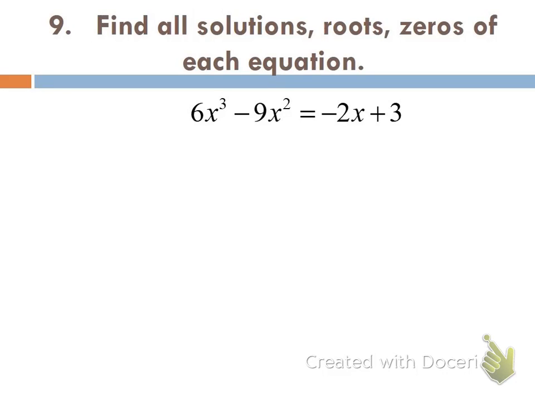Why don't you go ahead and try this. Move everything over, then you're going to have to use your factor by grouping method. So go through and try to factor this guy down and get your solutions. Start the video back up and check your work.